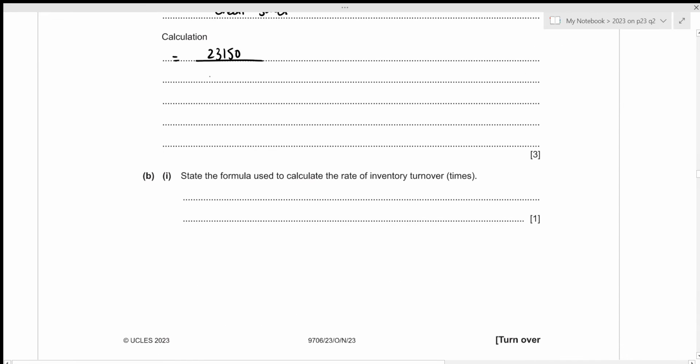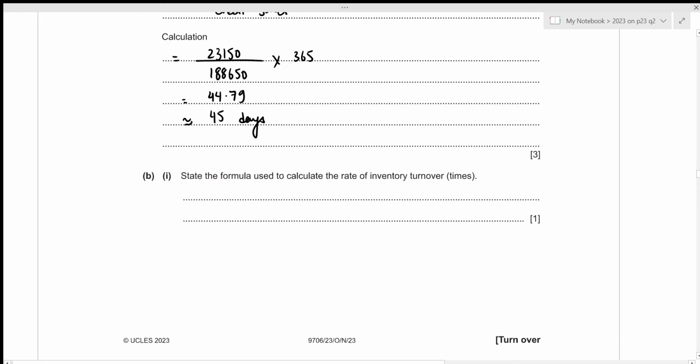188,650. Then we need to multiply it by 365 days. This gives the value of 44.79. Since we're talking about days, we always need to round it up. So that is just going to be 45 days.